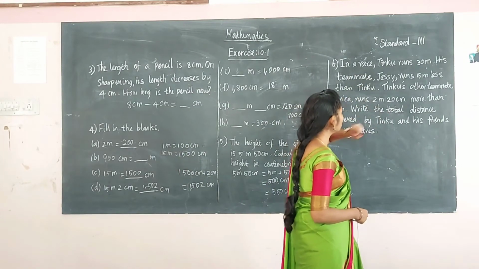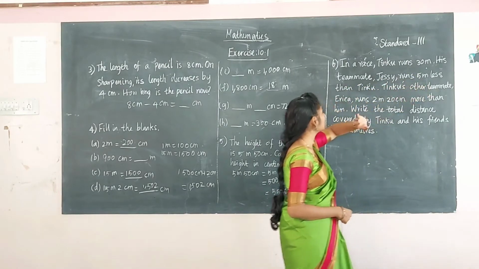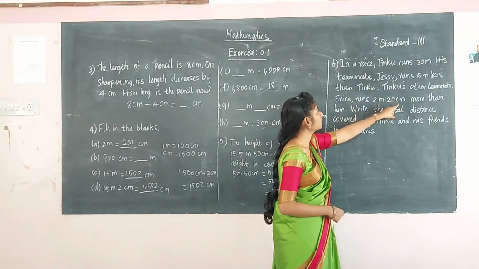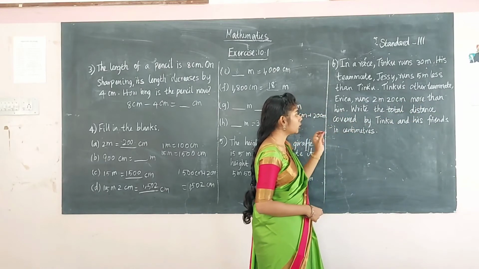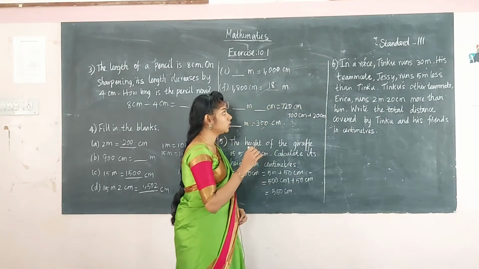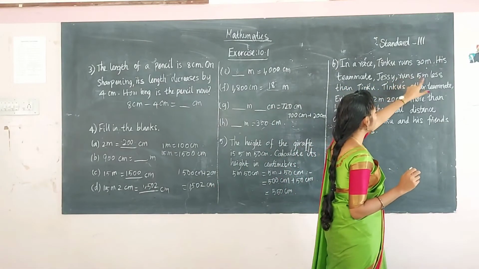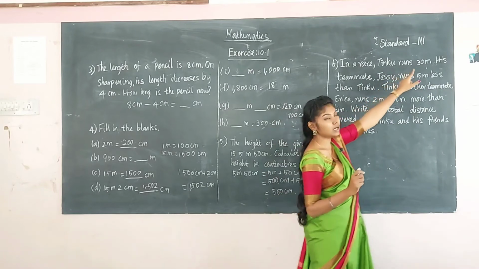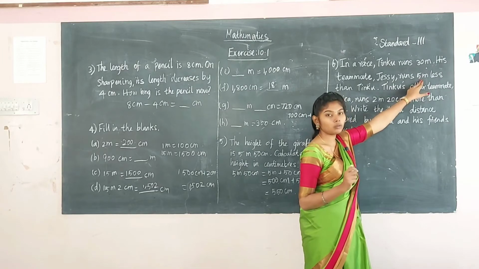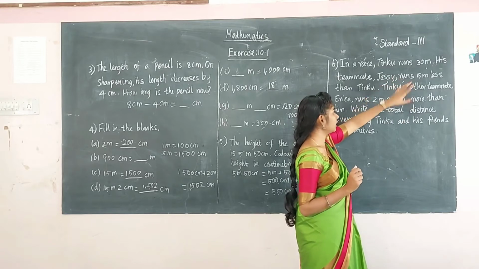In a race, Tinku runs 30 meters. His teammate Jesse runs 5 meters less than Tinku. Tinku's other teammate Erica runs 2 meters 20 centimeters more than him. Write the total distance covered by Tinku and his friends in centimeters. So here Tinku runs 30 meters, and how much does Jesse run? 5 meters less than Tinku. So from 30 meters, if we subtract 5 meters, Jesse will run 25 meters.